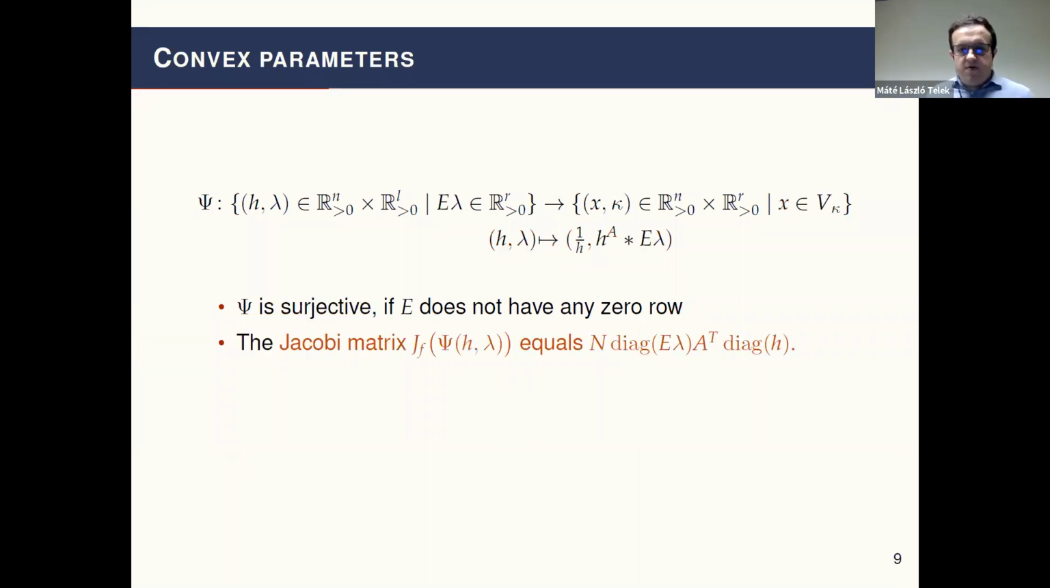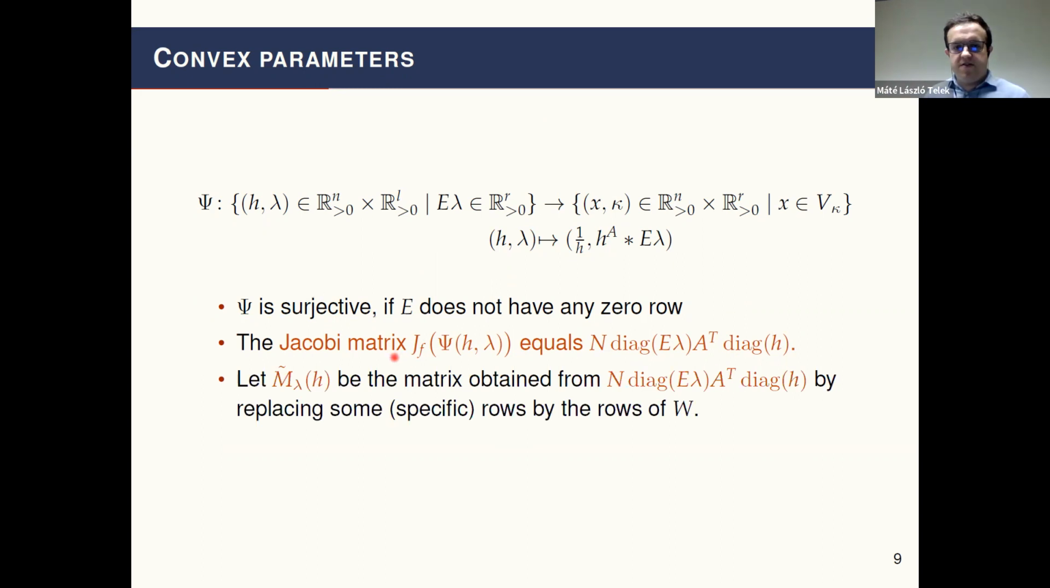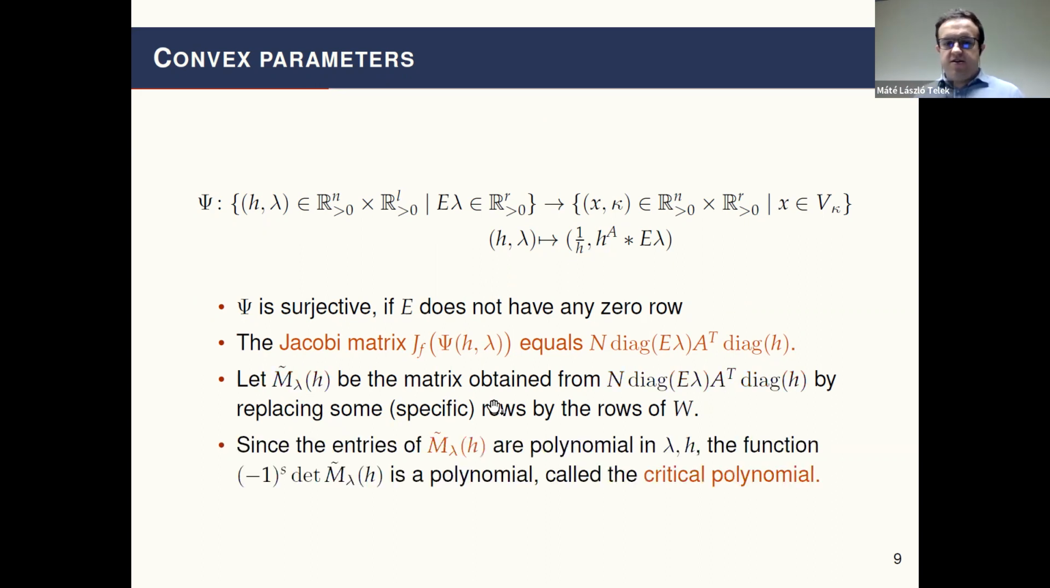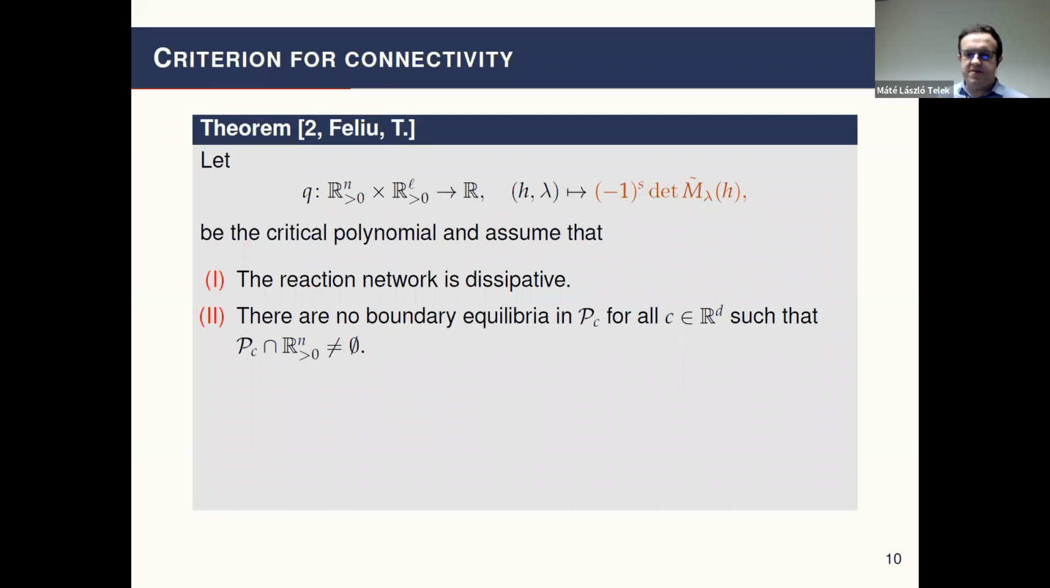And the other nice thing is that if we look at the Jacobi matrix of this function evaluated at this point, then it's going to look like this product of matrices here. So remember, in the key theorem, we worked with the Jacobi matrix. So here we do the same. We replace exactly the same rows as before by the rows of W. And in that way, we get this matrix M tilde, lambda and H. And then if I take the determinant of this matrix, this is going to be a polynomial in the lambdas and the H's. And that is what I'm going to call today the critical polynomial. And basically, that is the reason why I personally find convex parameterizations better than monomial parameterizations, because if you look at the determinant of this matrix, you always will have a polynomial instead of having some rational functions of the unknowns.